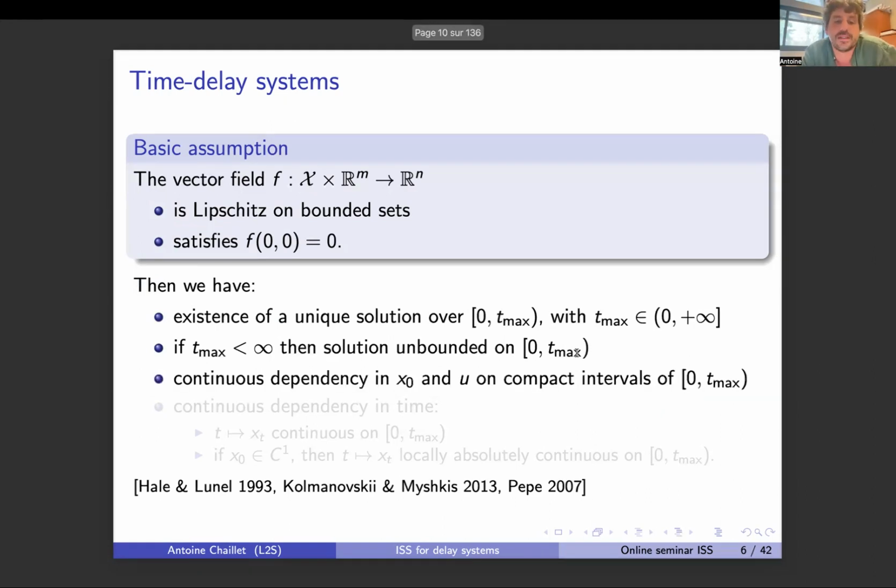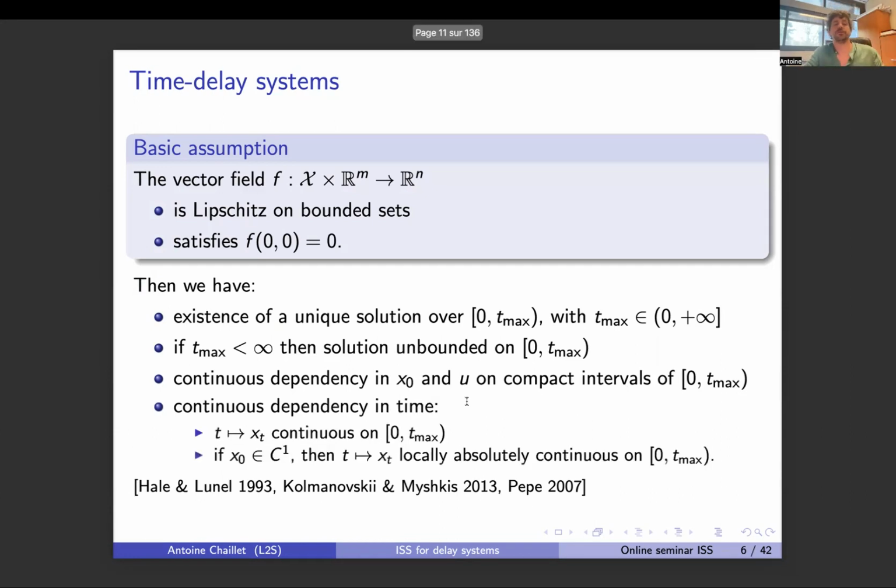You also have continuous dependency in the initial state and in the input over any compact interval of the domain of existence 0 to t max. What I mean by that is that if you make a small variation of x_0 and a small variation on the input signal u, then for whatever bounded interval of 0 to t max, you would have a small variation on the corresponding solution. And you have also some continuous dependency in time. So of course, x of t per se is a solution of the functional differential equation.